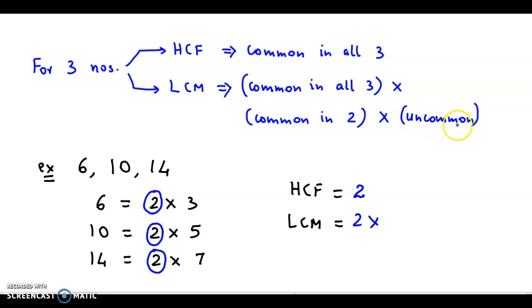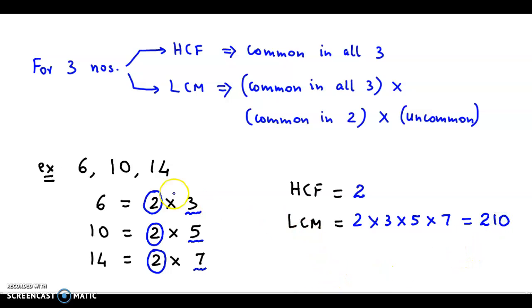And lastly, we are left with the uncommon ones. So the uncommon ones are 3, 5 and 7. So this will be 3 into 5 into 7. Now if we multiply this, 7 3s are 21, 5 2s are 10. So 21 into 10, that gives us 210.